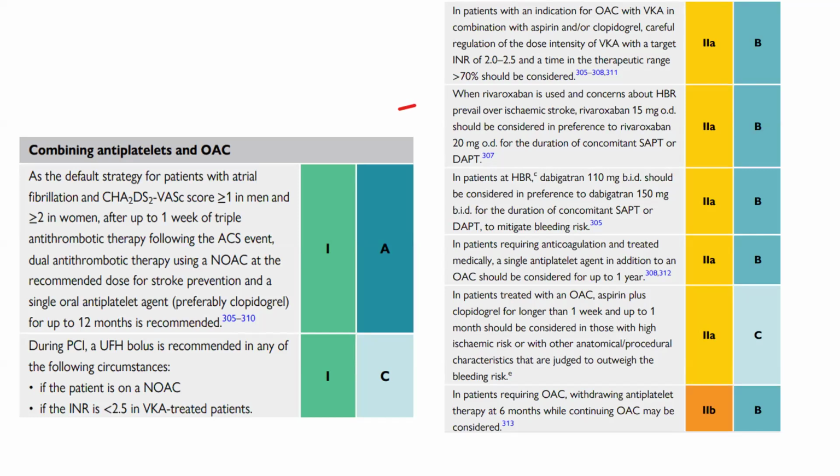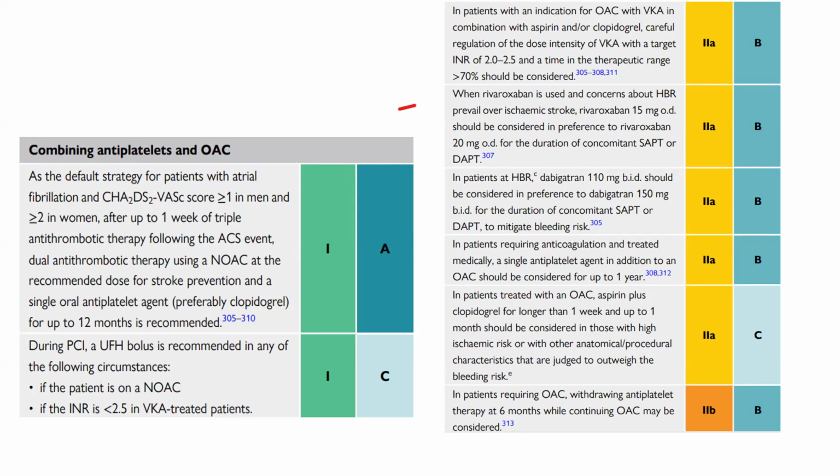In patients with an indication for oral anticoagulation with vitamin K antagonists in combination with aspirin and/or clopidogrel, careful regulation of the dose intensity of the vitamin K antagonist with a target INR of 2 to 2.5 and a time in therapeutic range greater than 70% should be considered. So this is balancing the risk of bleeding against the risk of thrombosis. Unlike atrial fibrillation, where you do 2 to 3, they've lowered the upper limit to 2.5 to minimize the risk of bleeding when you are doing triple therapy with vitamin K antagonists.